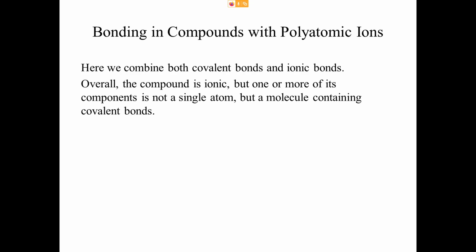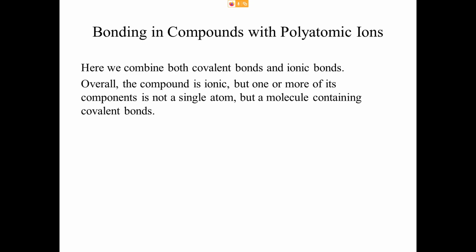Okay? Here we have a little bit of both. We're going to do that covalent bonding thing, like we'll make a molecule where we have multiple atoms covalently bonded together, and then we'll have that as a group have an ionic bond to something else, right? Another atom or another molecule. Okay? So that's why these things are called polyatomic ions.